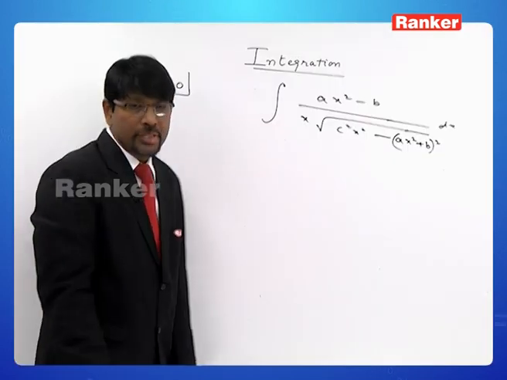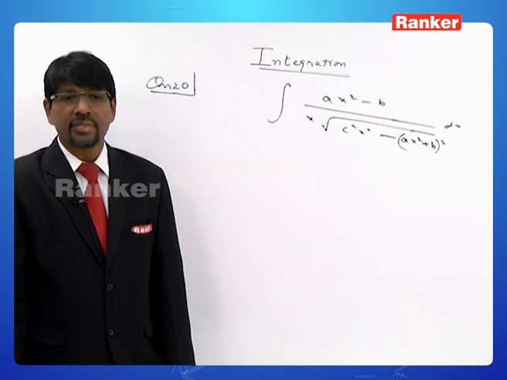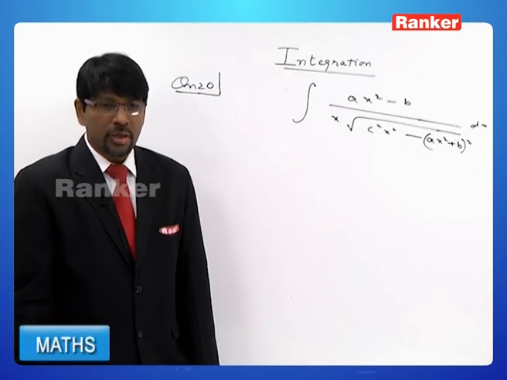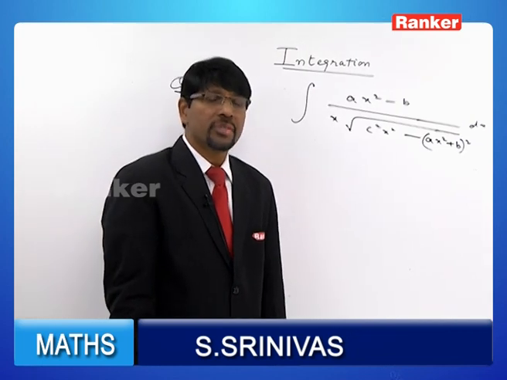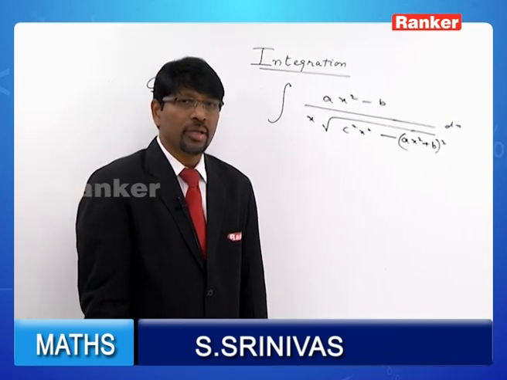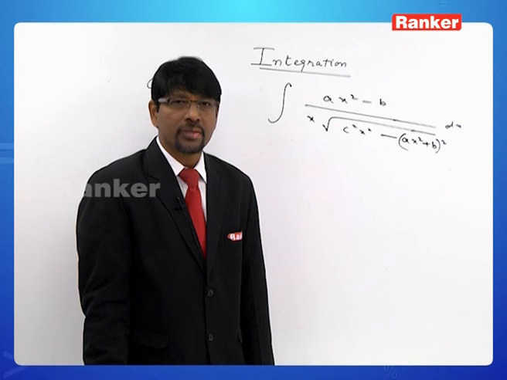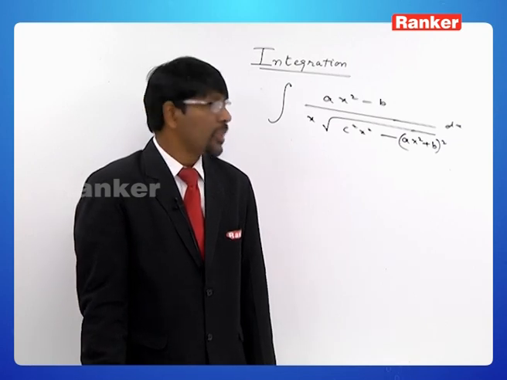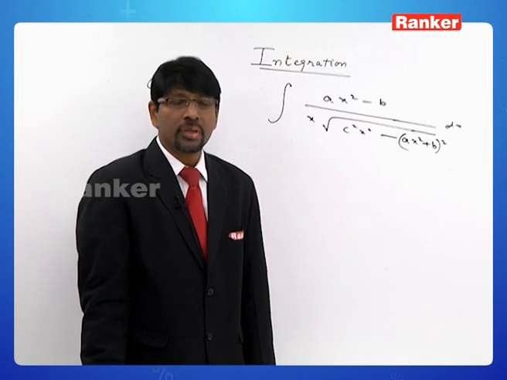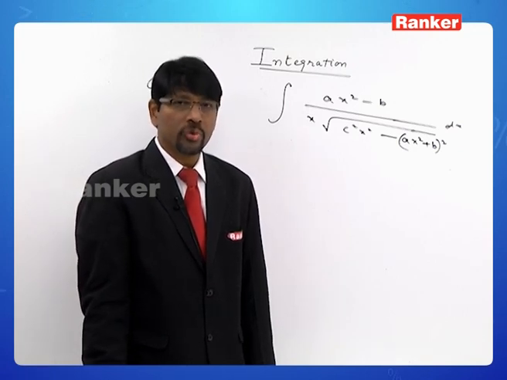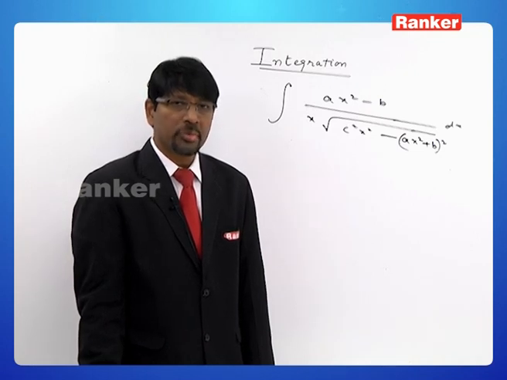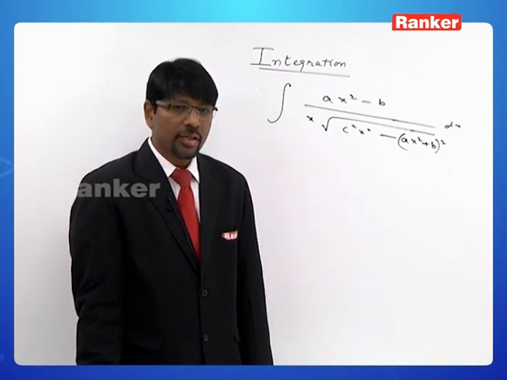Now all the options involve either sine inverse of some function or cos inverse of some function. Now we know that the derivative of sine inverse x is 1 by root 1 minus x square, and the derivative of cos inverse x is minus 1 by root 1 minus x square. So can we get it into that format?